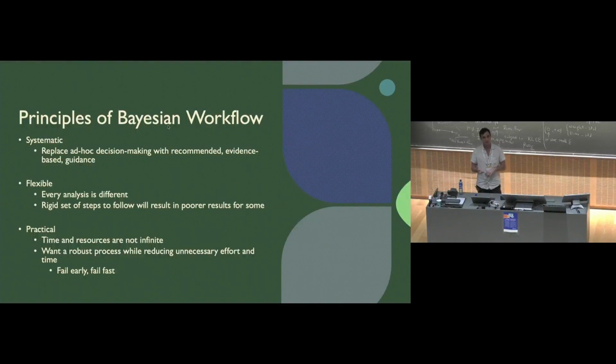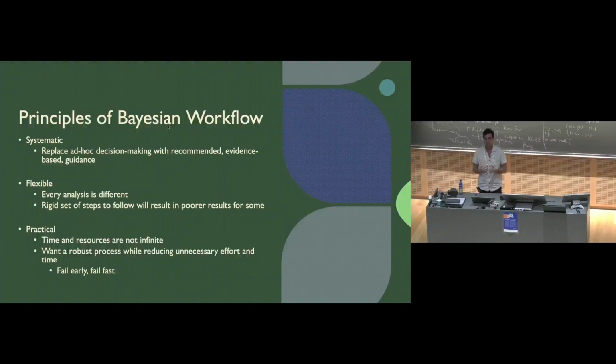But also we want this to be flexible. Every model is different, every model is going to work or fail in different ways. So if you prescribe the exact same procedure for every modelling process, it's going to work really well for some and really terrible for others. So we need something that is still rigorous and systematic, but also has the ability to change with a different problem.